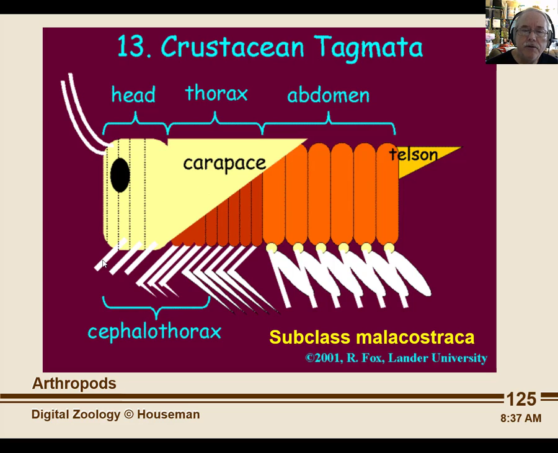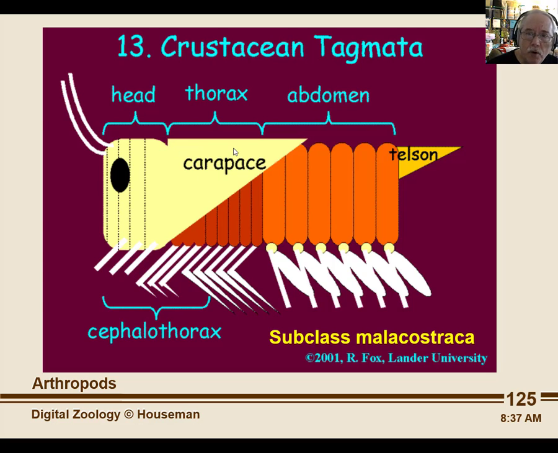In addition, there are three pairs of mouth parts, a pair of mandibles, and two pairs of maxillae. And so it is therefore estimated that there are 1, 2, 3, 4, 5 segments on the head.